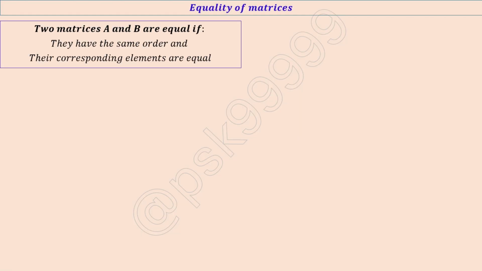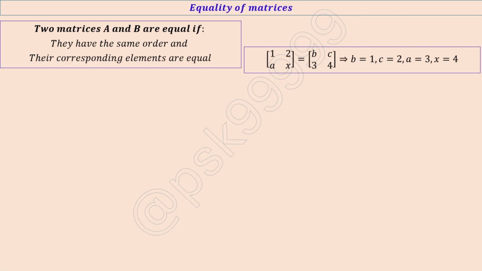Equality of matrices: two matrices A and B are equal if and only if they have the same order and their corresponding elements are also equal. Let's say you have a matrix [1 2; a x] which is equal to [1 2; a x]. This is 2 by 2, this is 2 by 2, the order is the same, 1 equals 1, and the corresponding elements 2, a and x are the same.